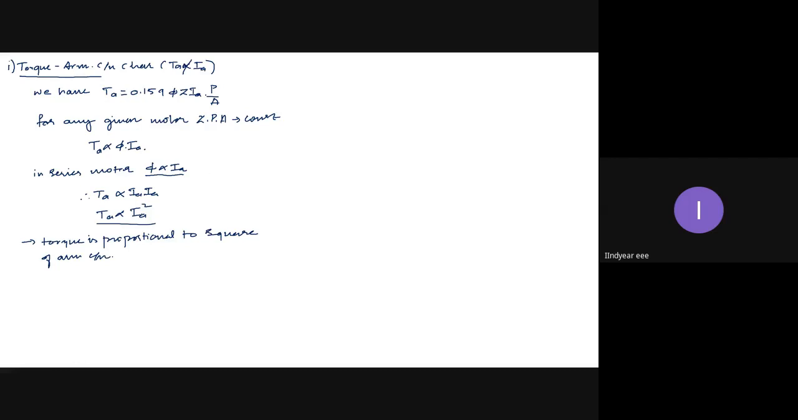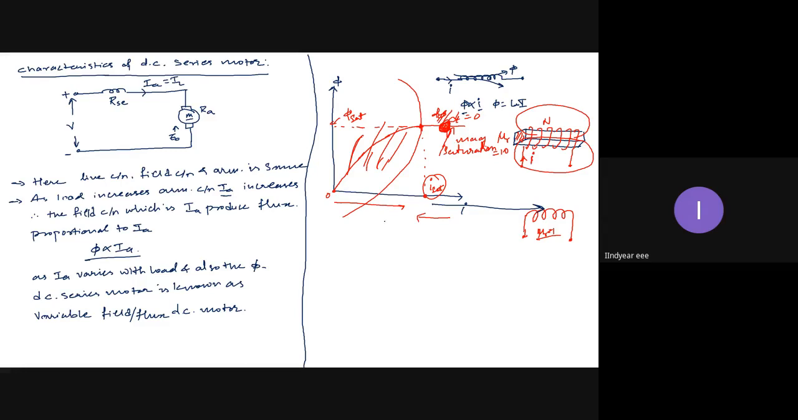So as a result, what I can say, we have seen that many books have not covered this part of saturation discussion.